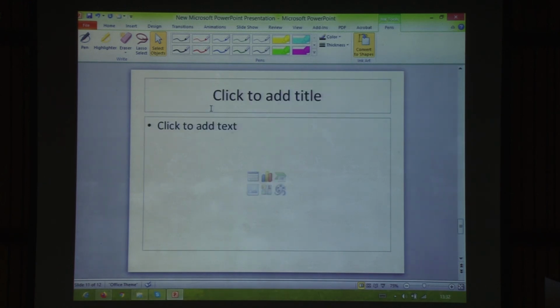Okay, let's try and do it here. Which one? This one. Acha, convert to shapes. Okay. Yeah. Has it gone? Okay.